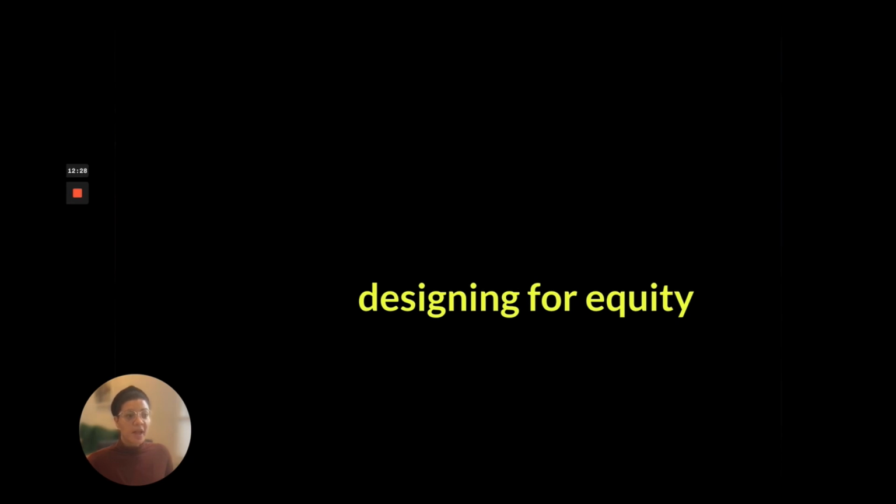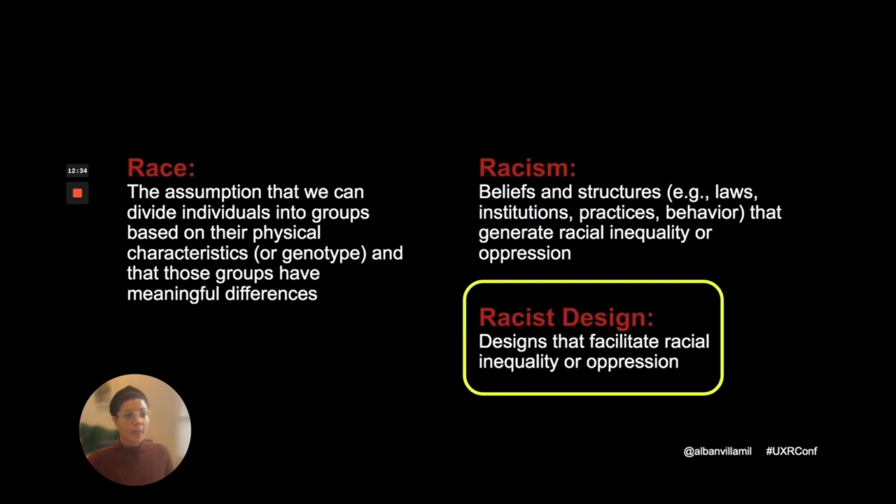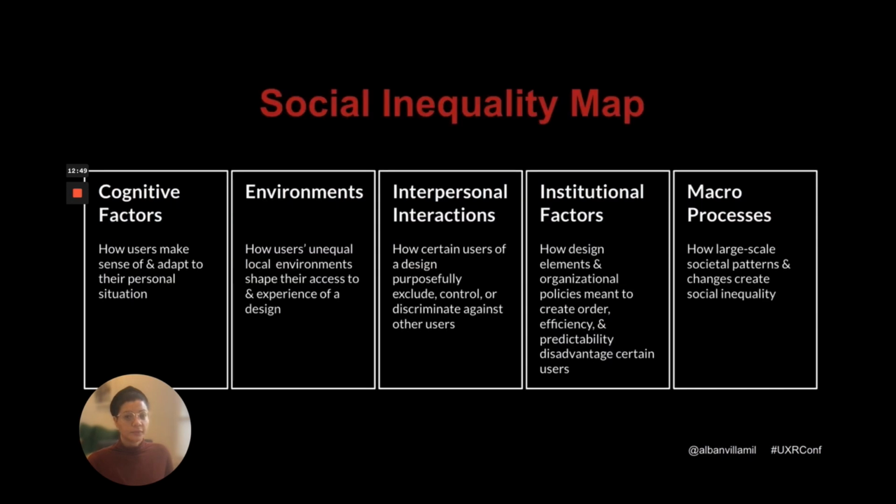Now I want to apply what we've discussed to see how this can change our approach to design. But before we talk about what we want to do, let's clarify what we want to avoid. We want to avoid racist designs that facilitate racial inequality or oppression. We can do this by considering a range of factors that are contributing to social inequality.